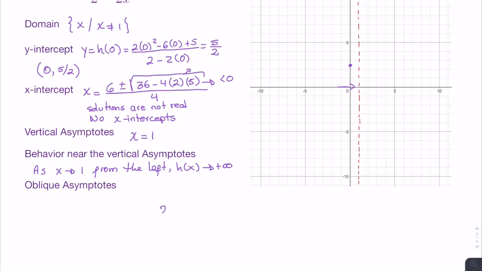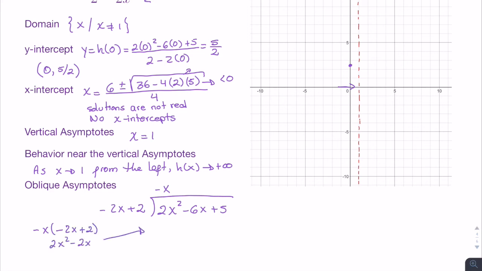We want to divide 2x squared minus 6x plus 5 by, and then the denominator I have to order it. It has to be in descending order. So I have to write -2x plus 2. And we do the same thing. Divide the first term of the dividend by the first term of the divisor, and we get -x. Then multiply -x times -2x plus 2, which is 2x squared minus 2x, and subtract. So change signs. -2x squared plus 2x, and add -4x. Bring down the 5 and do the same procedure.